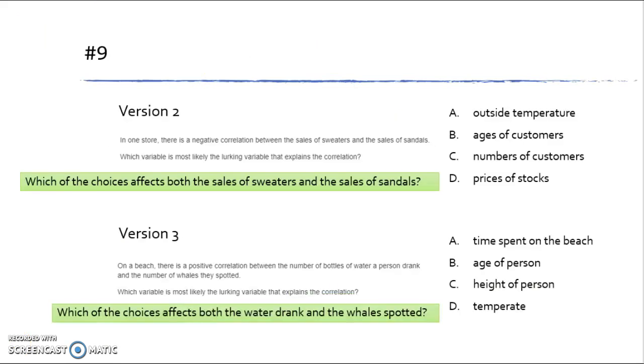Version 2, you're looking for whatever choice would affect both the sales of sweaters and the sales of sandals. And then version 3, which choice affects both the amount of water that somebody drinks and the number of whales that they have time to see.